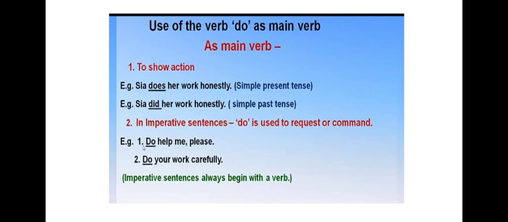Next, in imperative sentence. Now I told you what imperative sentences are, right? Imperative sentence has to do with request, command, order. So in imperative sentences, do is used as a command or as a request. Now I told you in the last class, remember, when we are dealing with imperative sentences, the form of do or be or have would remain the same. It would not take any other form, nor will it become does, but it will remain as do.